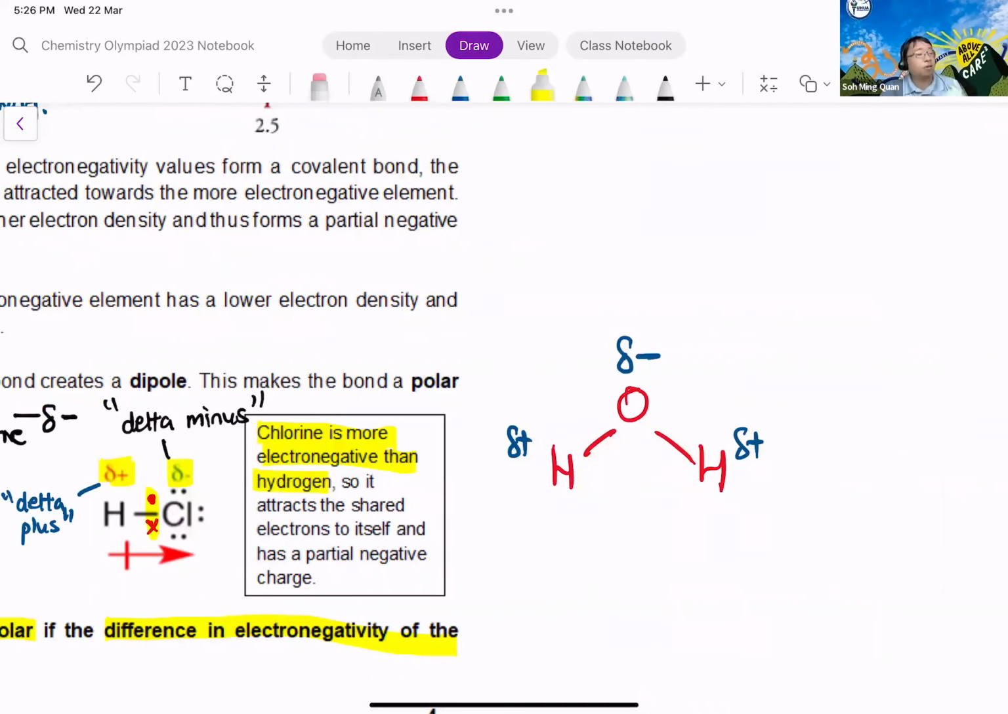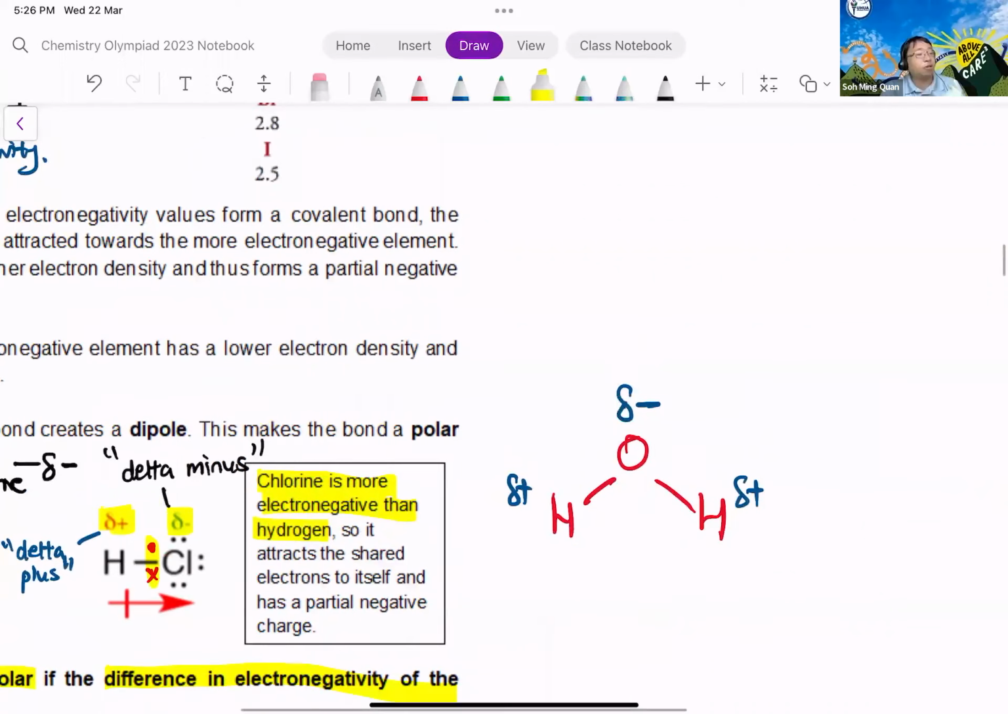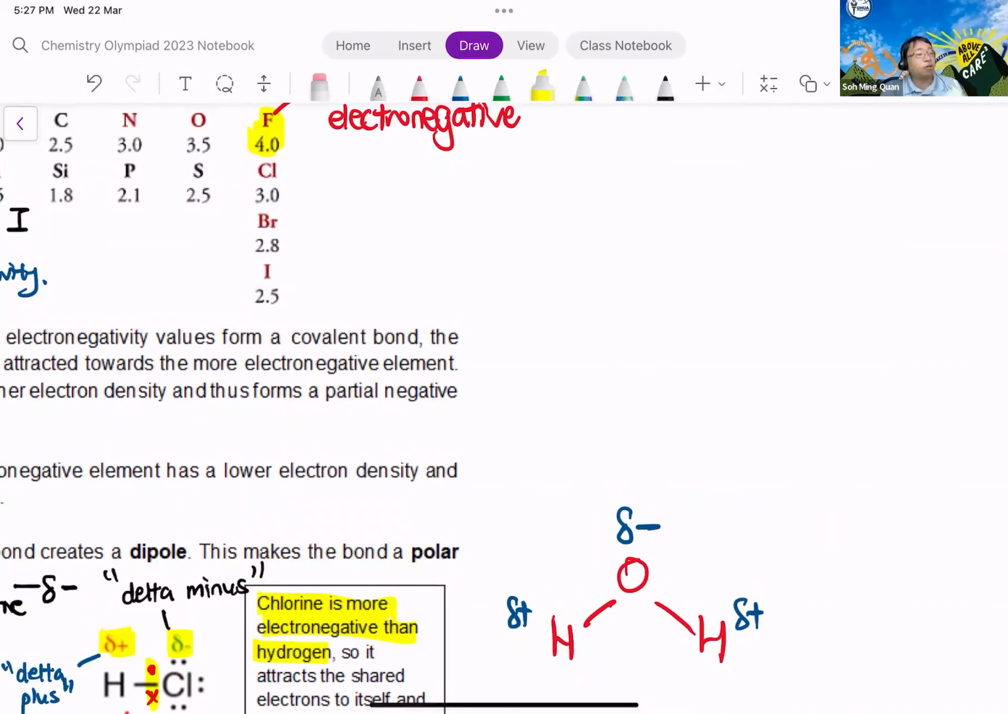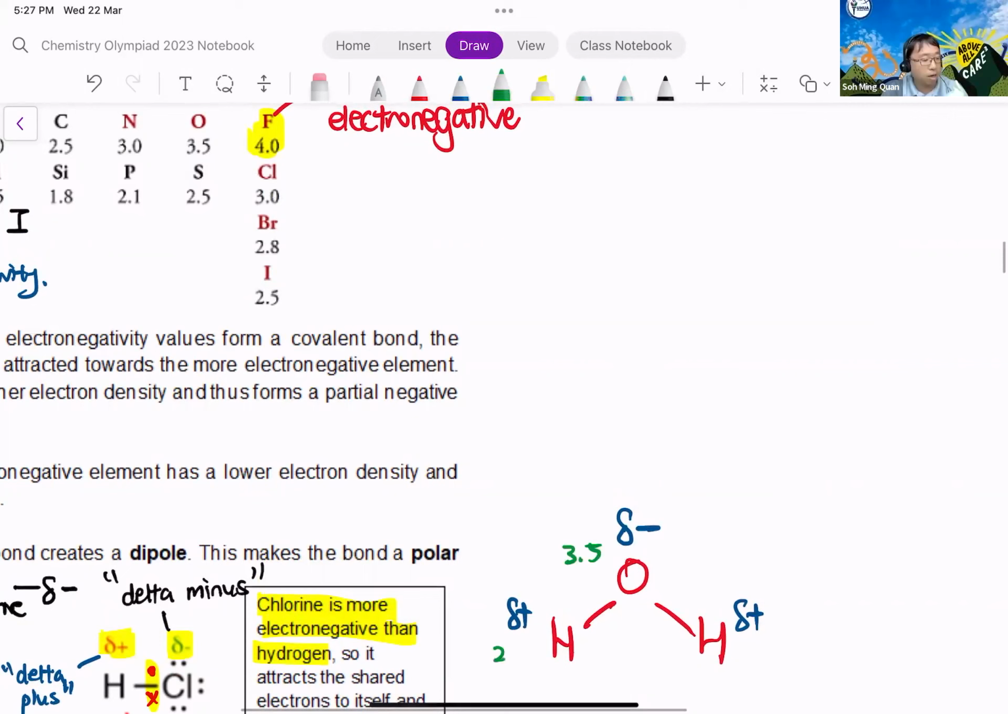H2O is water, right? Is water polar? Well, let's look. Oxygen, 3.5. Hydrogen, 2.1. If you were to now calculate the difference in electronegativity, it's obvious. 3.5 minus 2.1, that's 1.4. The difference in electronegativity is 1.4. Definitely water is polar. Okay? And that's why water can dissolve ionic compounds. Ionic compounds dissolve in water because water has partial positive charges and partial negative charges.